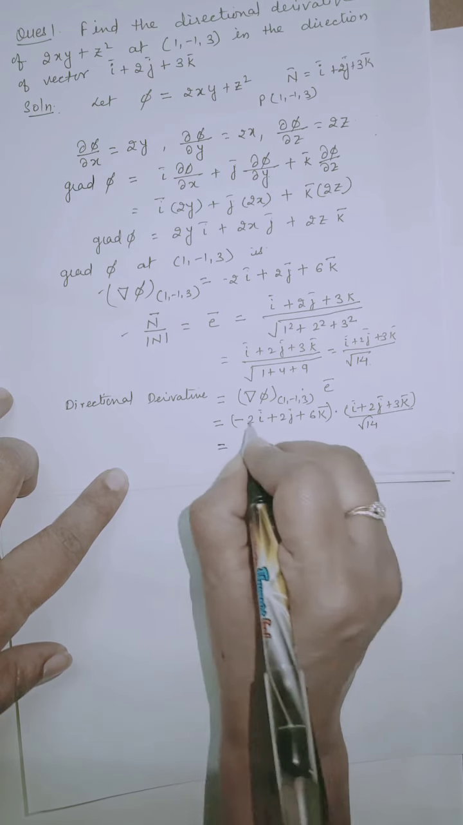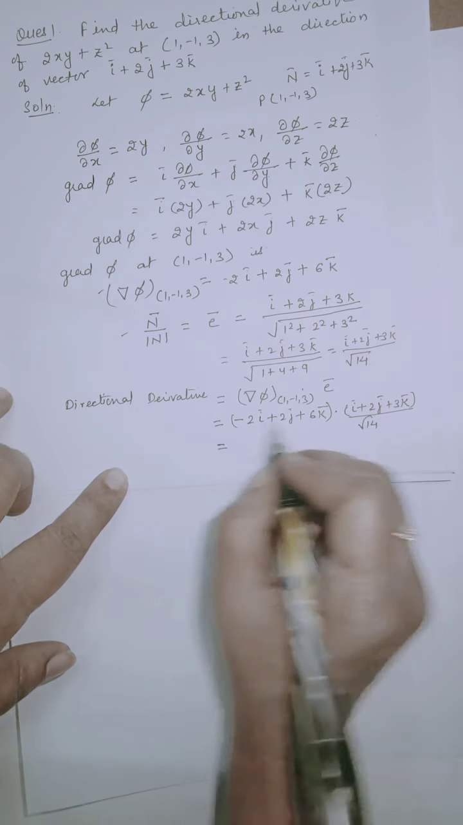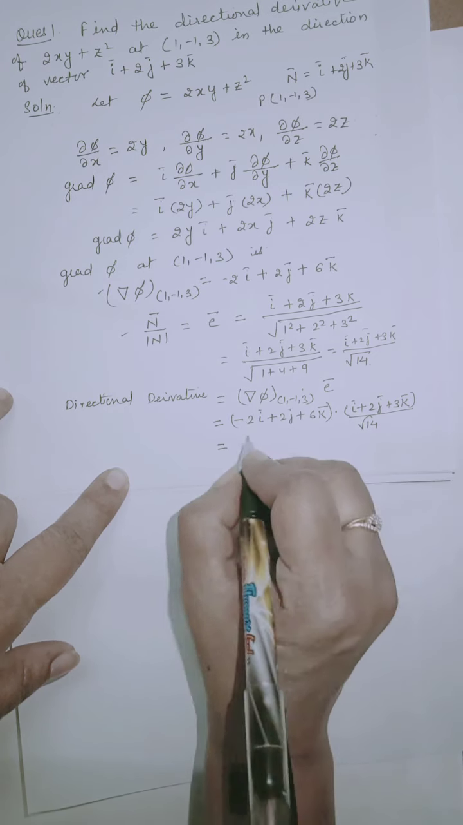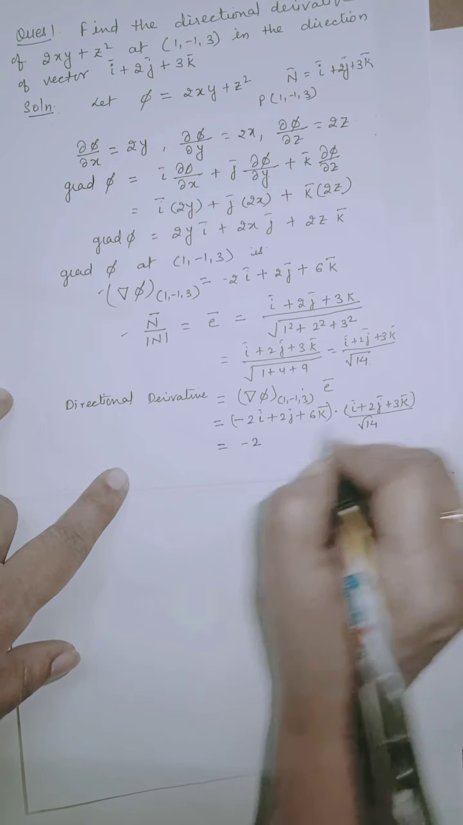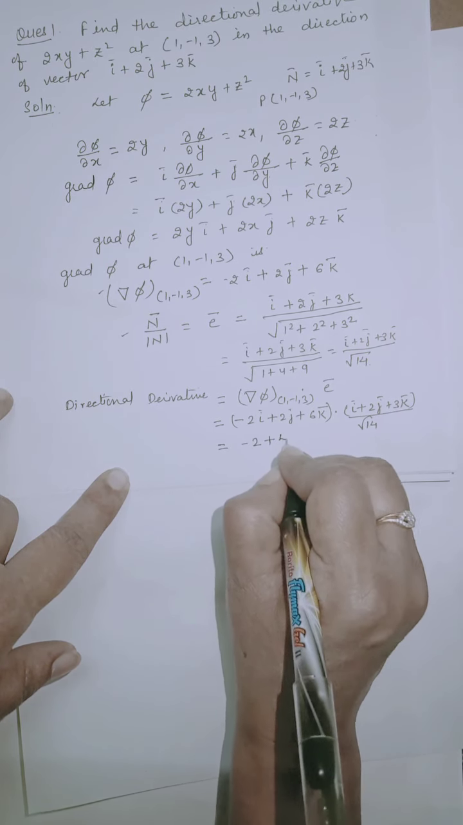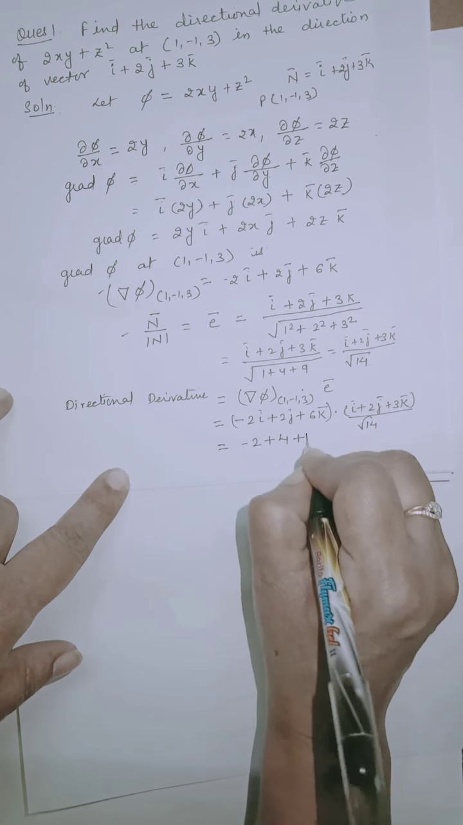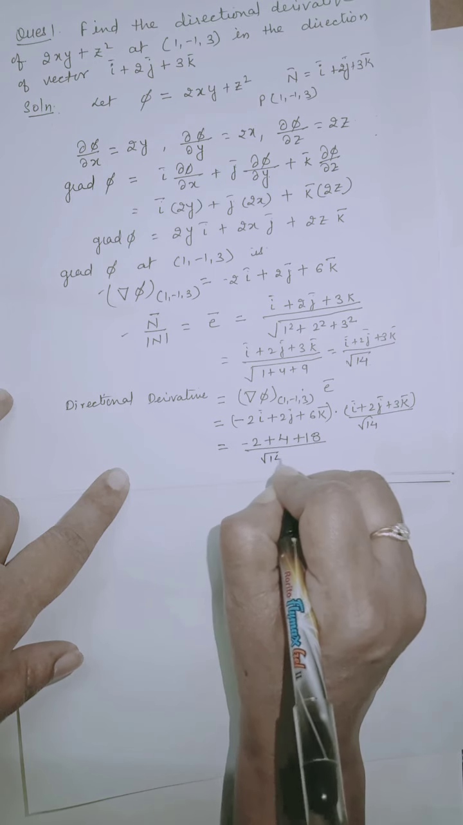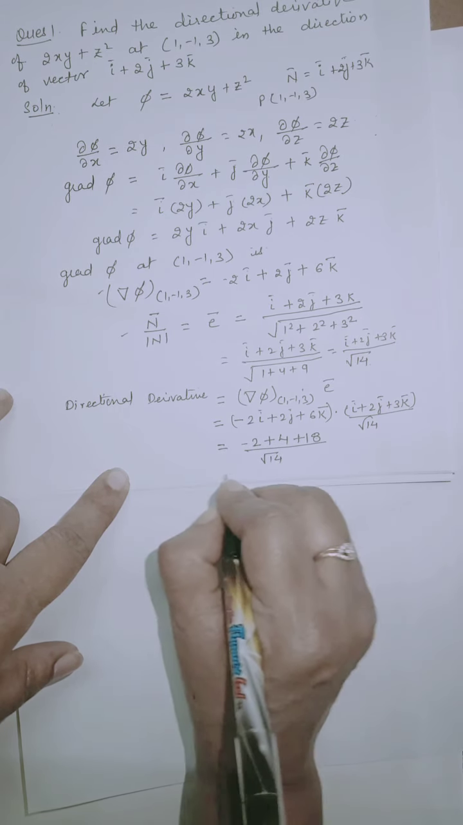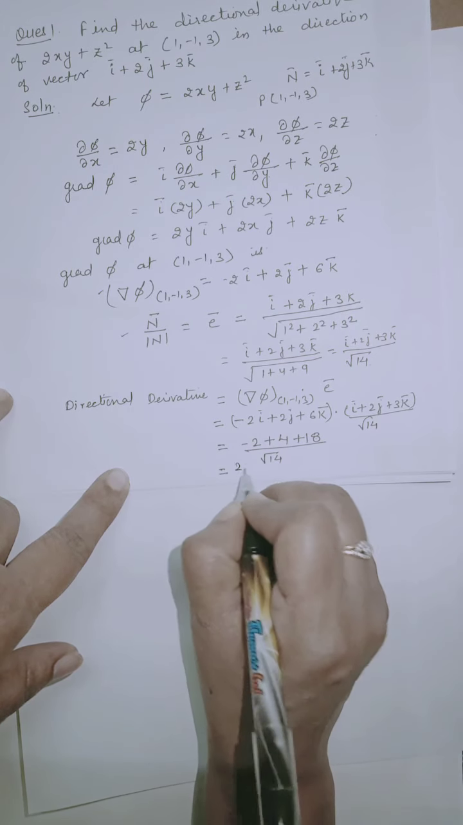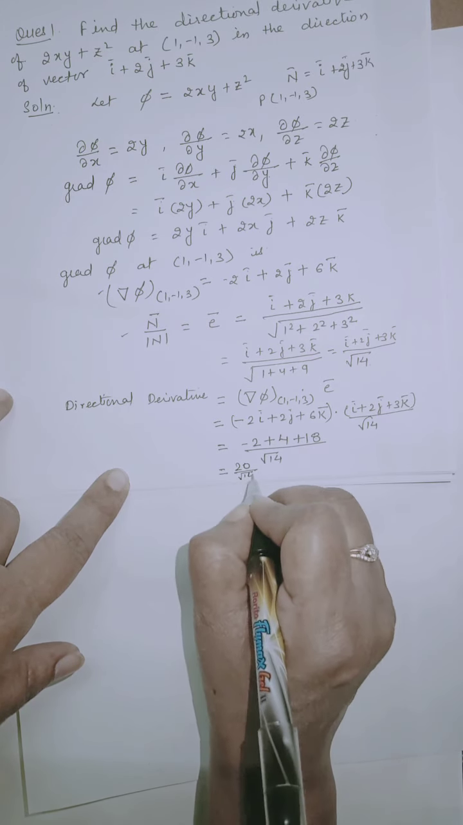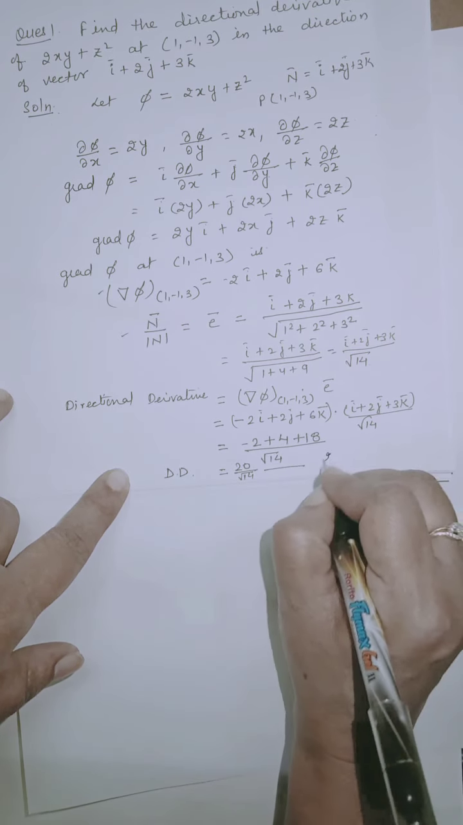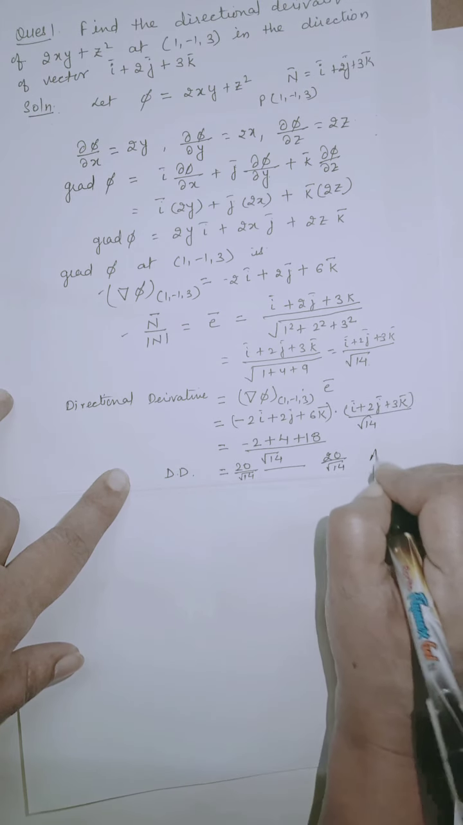So when we do the dot product of these two, you know that I will be multiplied with I and I square will be 1. So this gives you minus 2 plus 4 plus 18 by root 14, which is equal to 20 by root 14. So your directional derivative is equal to 20 by root 14.